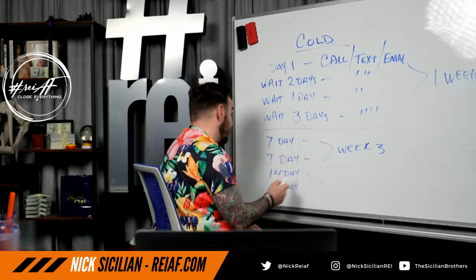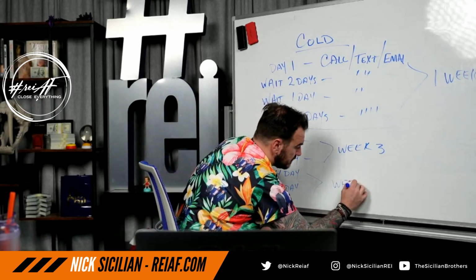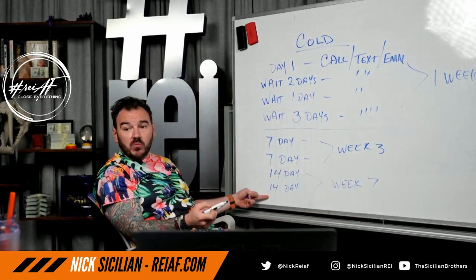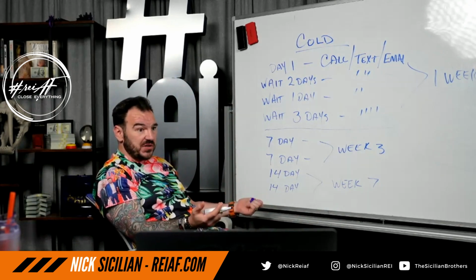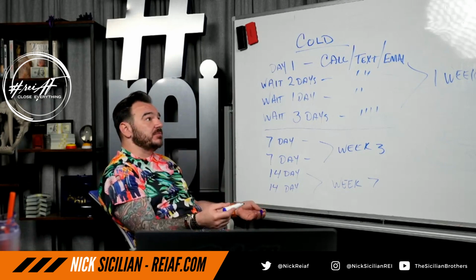7, 3, 4, 5, 6, 7. So now we're at week 7. You guys see what I'm doing? Now I'm going to add one more week. Now it goes from 14 to 21. From 21, it then rolls over to 30 days. And at 30 days, it's just a rolling 30 day. Okay? And all you're doing is staying in front of them.